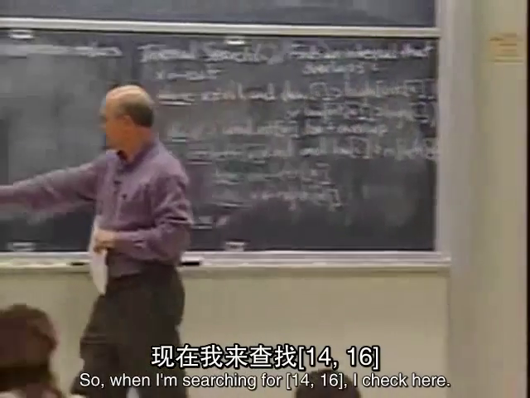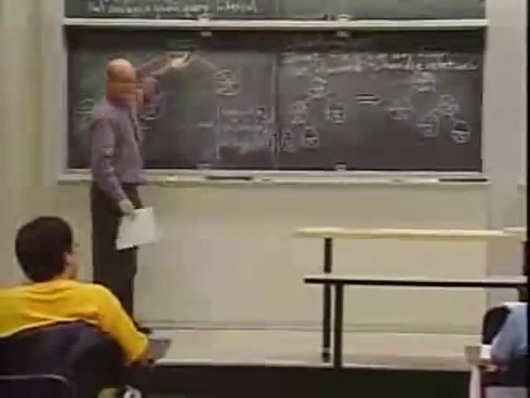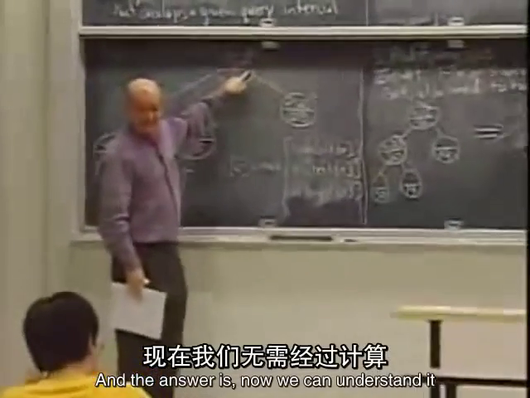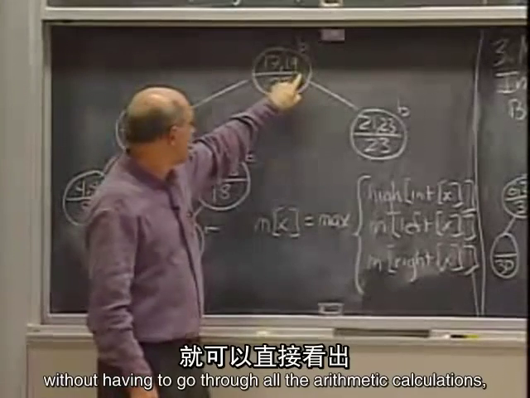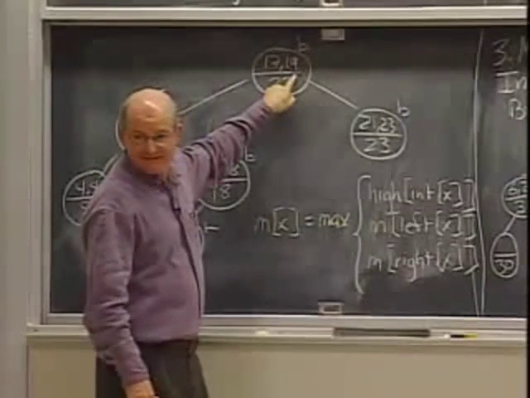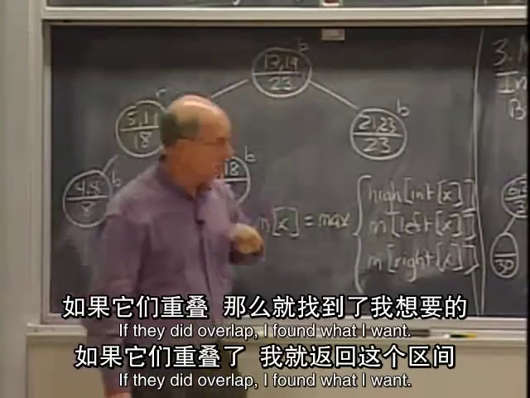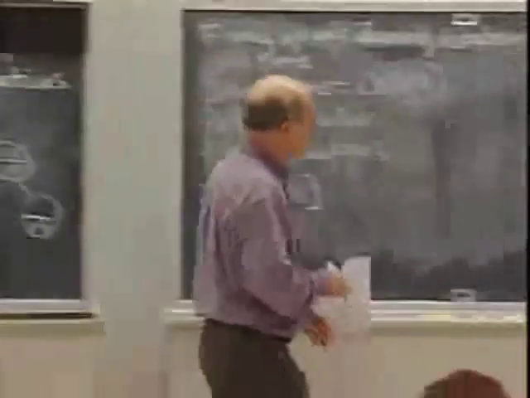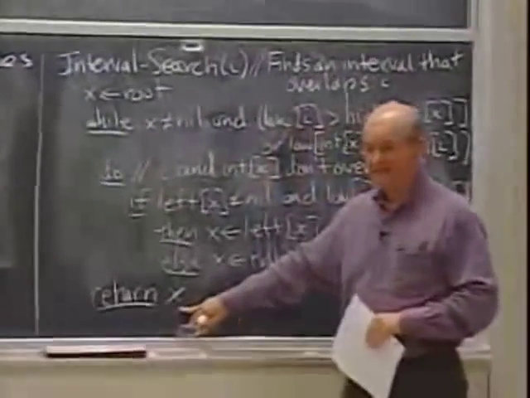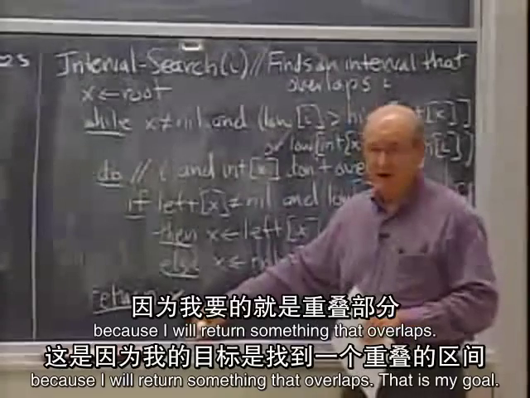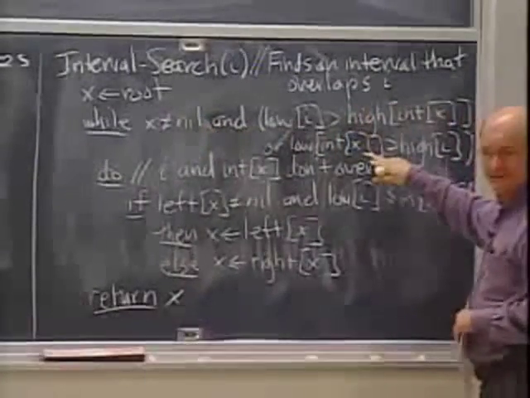So when I'm searching for 14, 16, I check here and I say, do they overlap? Now we can understand it without having to go through all the arithmetic calculations. No, they don't overlap. If they did overlap, I found what I want. I'm going to drop out of the while loop and just return x, because I'll return something that overlaps. That's my goal. So here it says, they don't overlap.